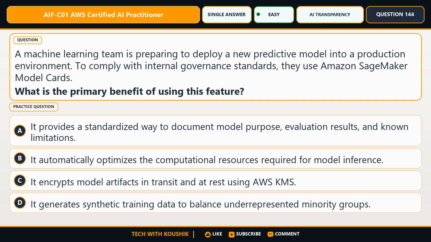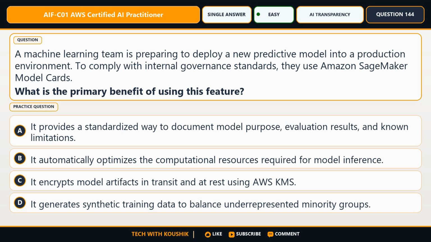Next is question number 144. The topic here is AI transparency. Scenario: a machine learning team is preparing to deploy a new predictive model into a production environment. To comply with internal governance standards, they use Amazon SageMaker model cards. What is the primary benefit of using this feature?